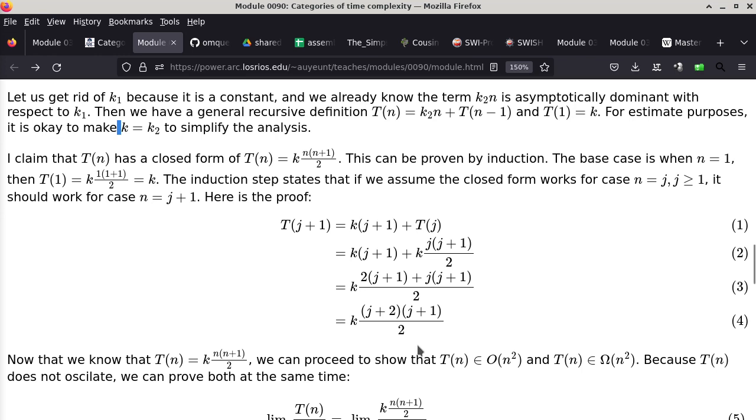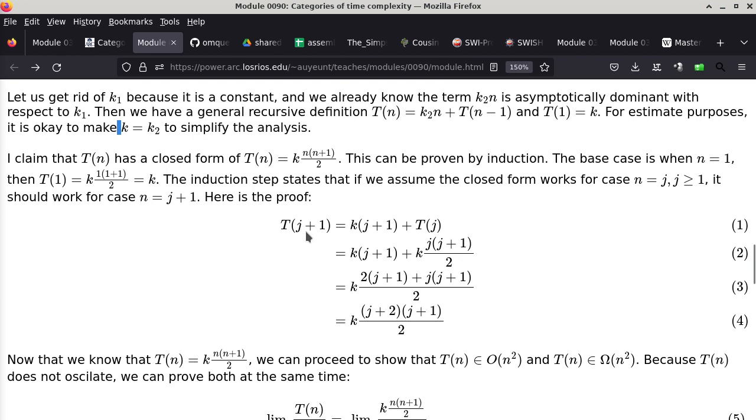So in proof by induction, we have a base case. In this case, the base case is T of 1 equals K. And the induction step has two components. The first component is the assumption that the closed form, or the theorem, is correct when n equals j. And now we want to prove that the theorem is also correct when n equals j plus 1.